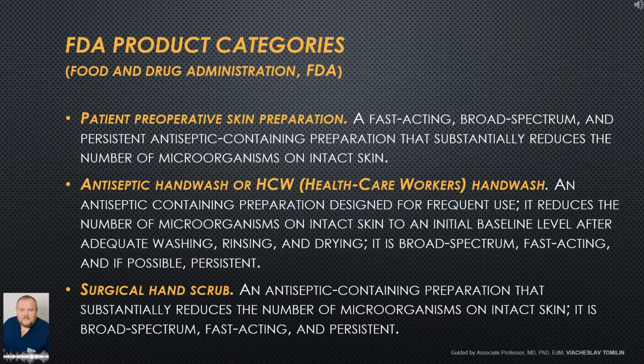2. Antiseptic hand wash or HCW, healthcare workers, hand wash. An antiseptic containing preparation designed for frequent use. It reduces the number of microorganisms on intact skin to an initial baseline level after adequate washing, rinsing, and drying. It is broad-spectrum, fast-acting, and if possible, persistent. 3. Surgical hand scrub. An antiseptic containing preparation that substantially reduces the number of microorganisms on intact skin. It is broad-spectrum, fast-acting, and persistent.